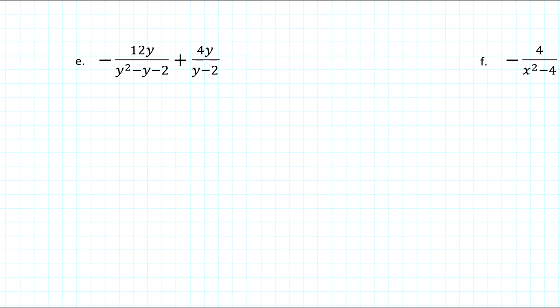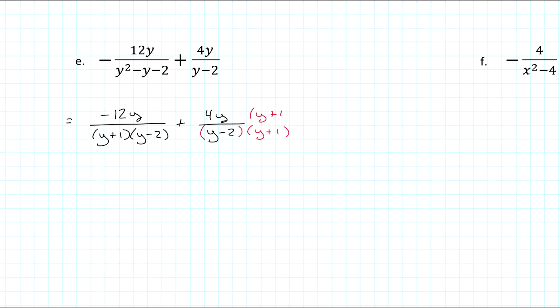Minus y squared minus y minus 2 plus 4y over y minus 2. Let's put that negative on top. Negative 12y over, we want to factor that bottom. That's going to factor as a y plus 1 times a y minus 2. The plus 1 and minus 2 will add to that negative 1 in the middle. We have plus 4y over y minus 2. And here we want to go ahead and tack on a y plus 1 to get our common denominator, to get that y plus 1 that we see in the first fraction.